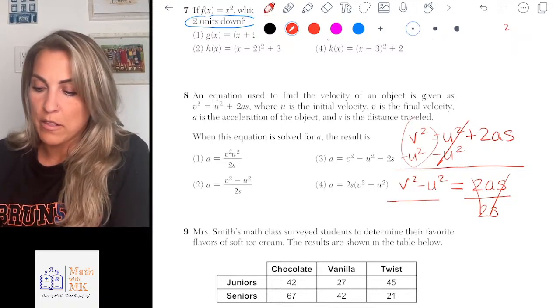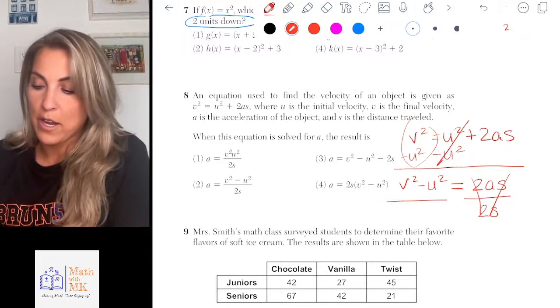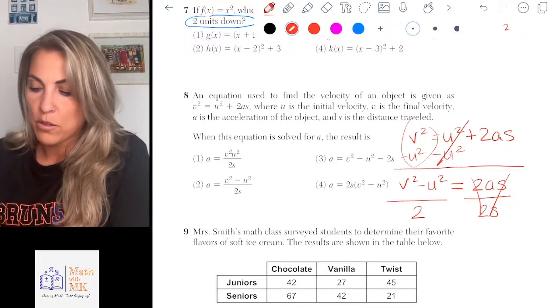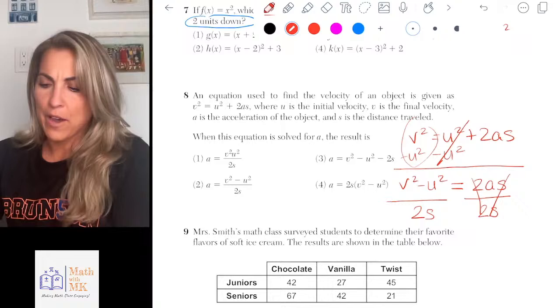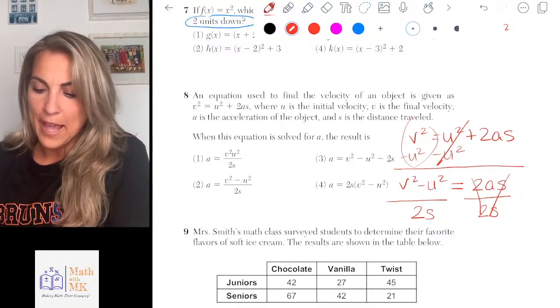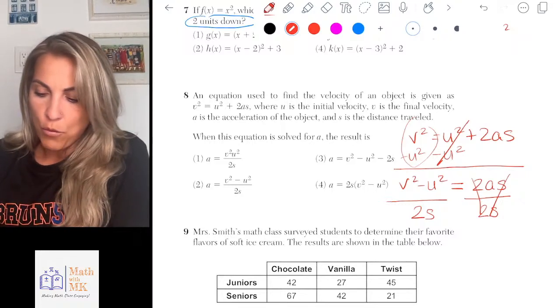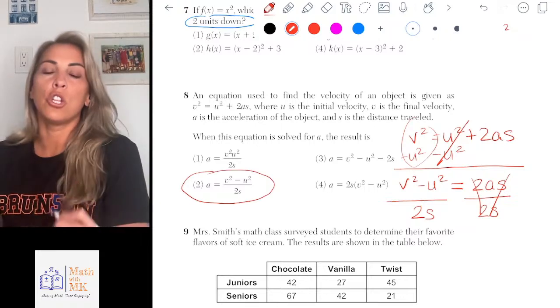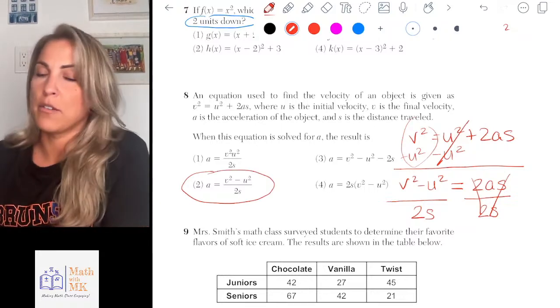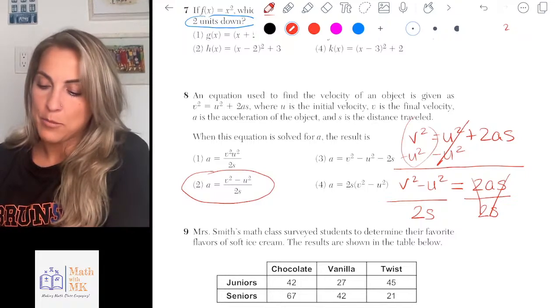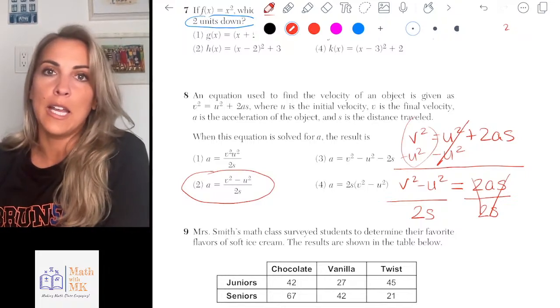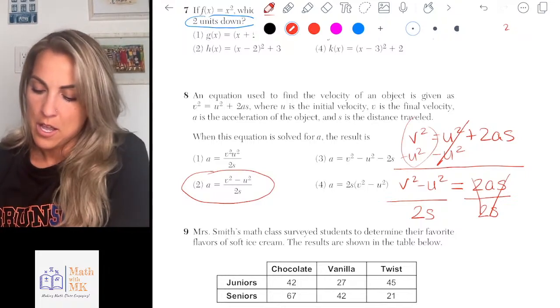Of course, whatever I do on the left, I have to do on the right, and whatever I do on the right, I have to do on the left as well. So on the left side, I'm going to divide by 2s also. So on the right, my a will be by itself, and you will recognize that choice 2 looks like exactly what we got. I just didn't finish it there. Okay? So the object is just to get it by itself by using inverse operations.